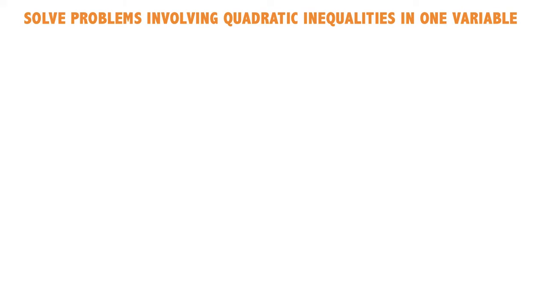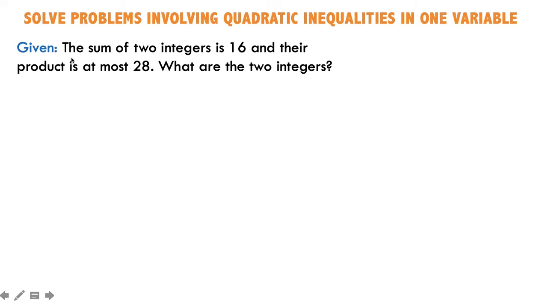Solve problems involving quadratic inequalities in one variable. Given the sum of two integers is 16 and their product is at most 28, what are the two integers? So in this given, we have two integers.